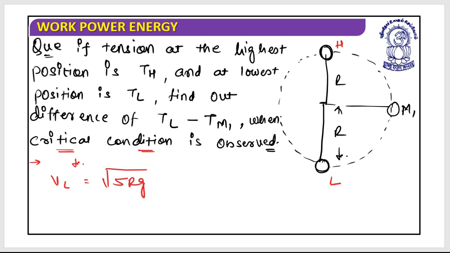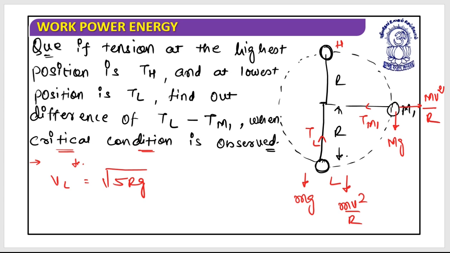Is it clear? Now the situation is at this position, this is T, this is mg, and this would be mv squared by r. In this situation, this is the tension at the lowest position, this is the tension at the highest position, this would be the mg, while this would be the mv squared divided by r.